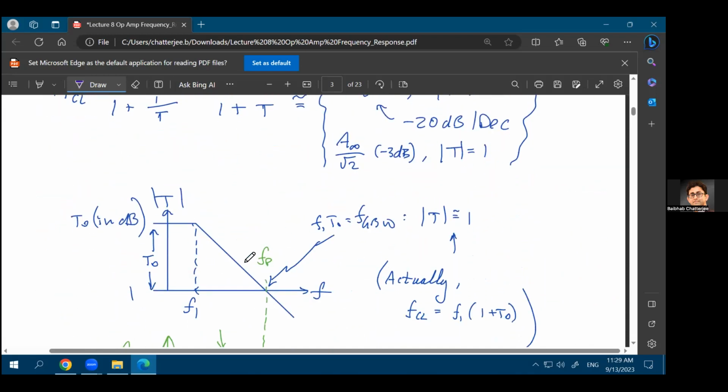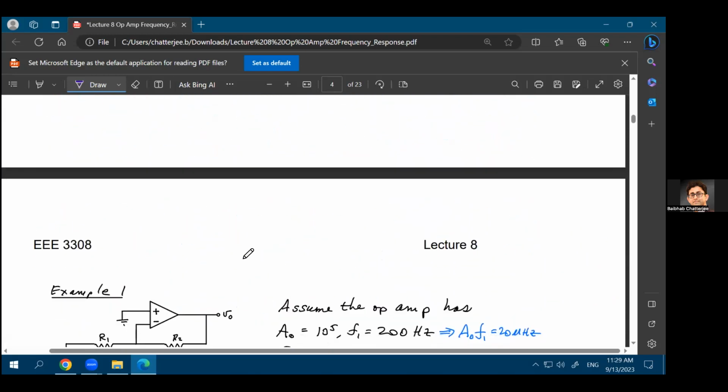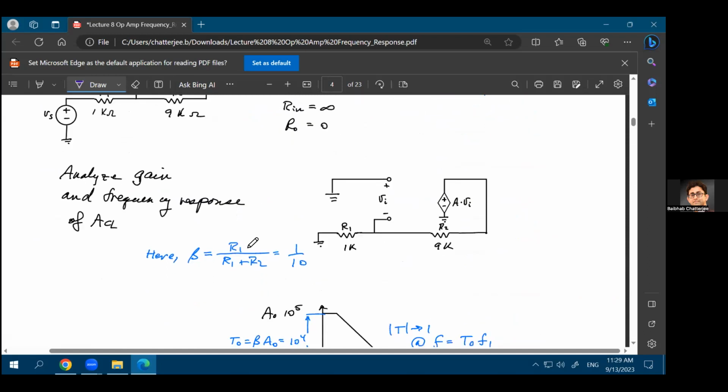In the next class, we'll solve a problem, or maybe 2 or 3 problems, which will give you a better idea about how to solve the frequency response related problems for homework 3.